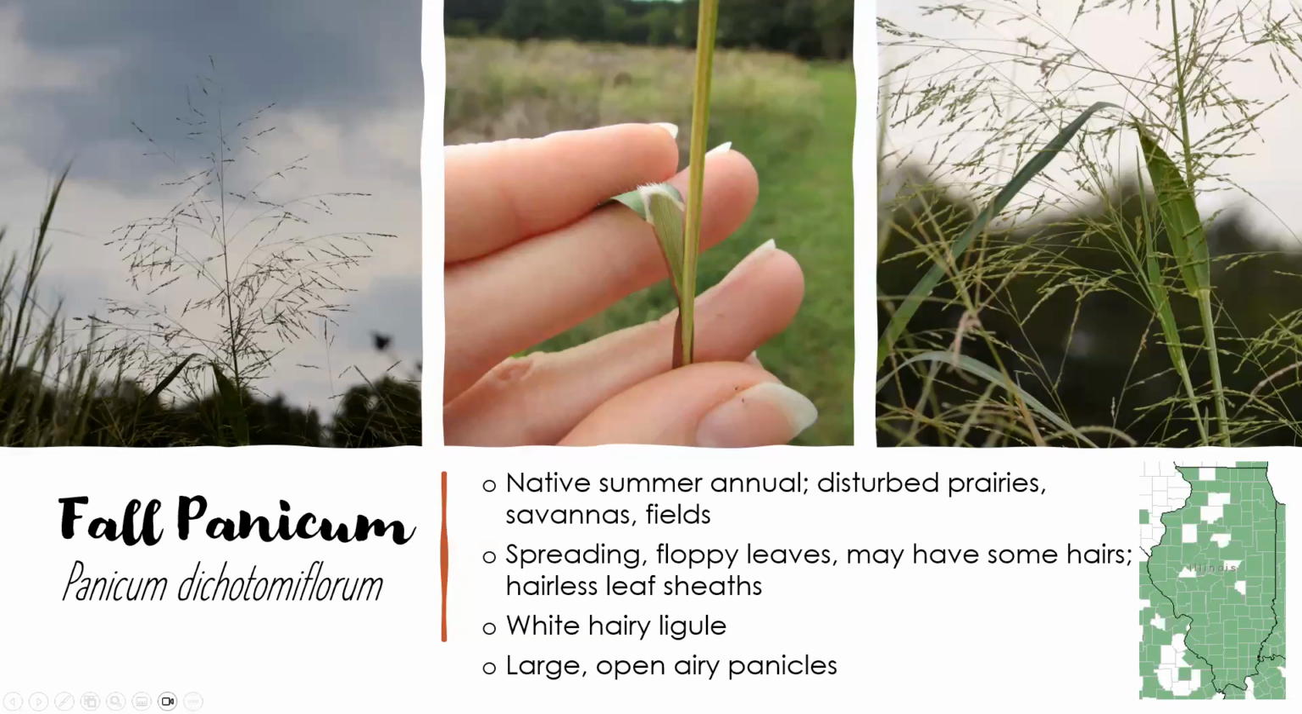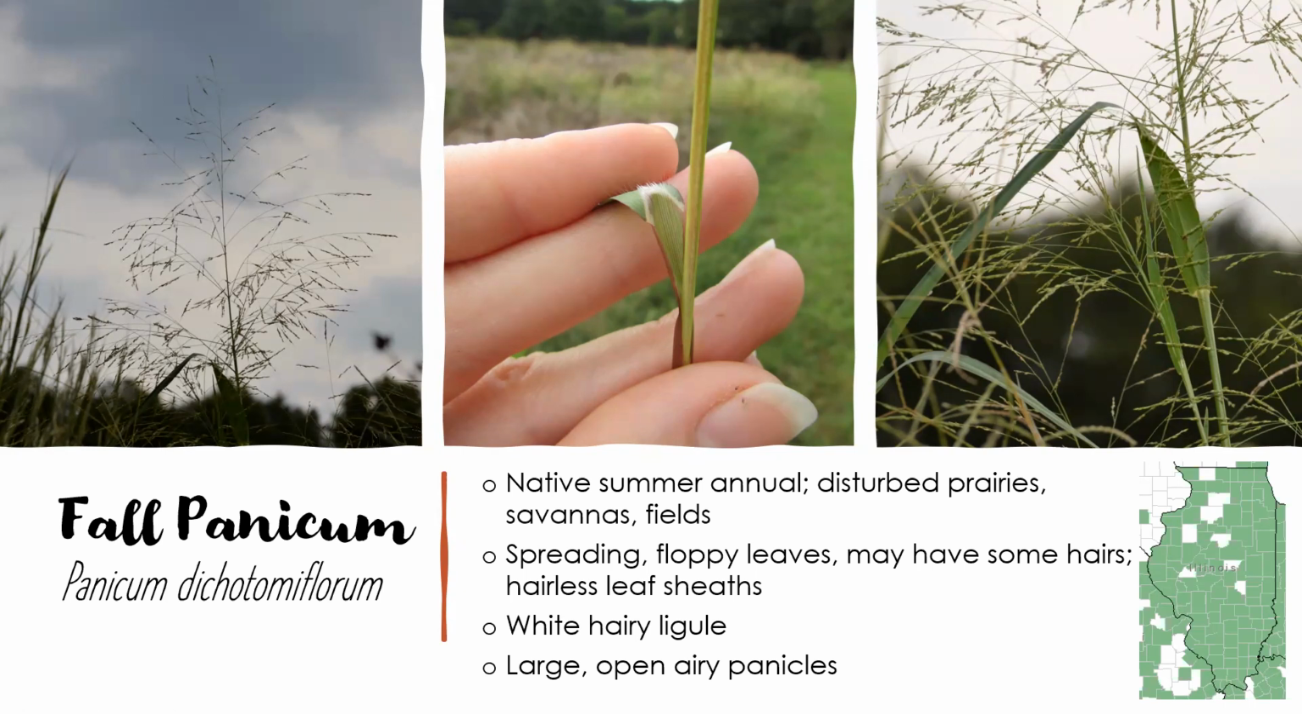Okay. The next two that we're going to look at are both in the same genus, Panicum. They're both related to one another. This first one is Fall Panicum, and don't let the name confuse you because it's a summer annual, so it will bloom in late summer. It's another native grass, but it likes more disturbed prairies, savannas, or fields. I found this one in a prairie restoration, in an old ag field that was being restored. Its leaves are kind of spreading and floppy. I know that's not a great word to use, but you can see in this picture they're not held upright or out. They just fold over or flop over.